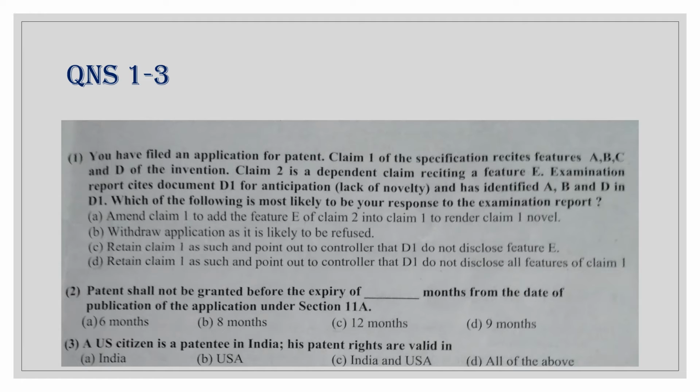But what is the point here? Because feature E is the feature of the dependent claim 2. So this will not work either. Now only one option remains, which is the correct option, option D, because here it is mentioned that retain claim 1 as such and point out to the controller that D1 does not disclose all features of claim 1, because the examiner has not disclosed feature C.